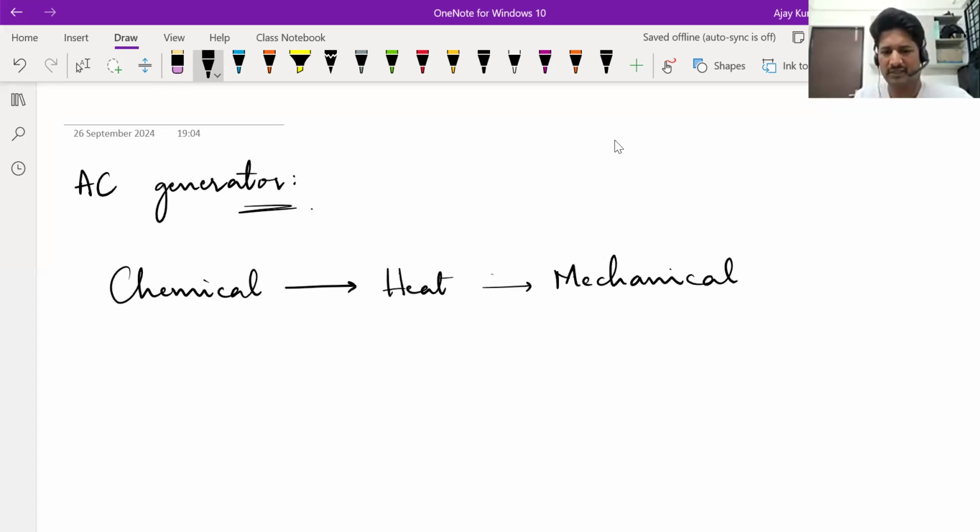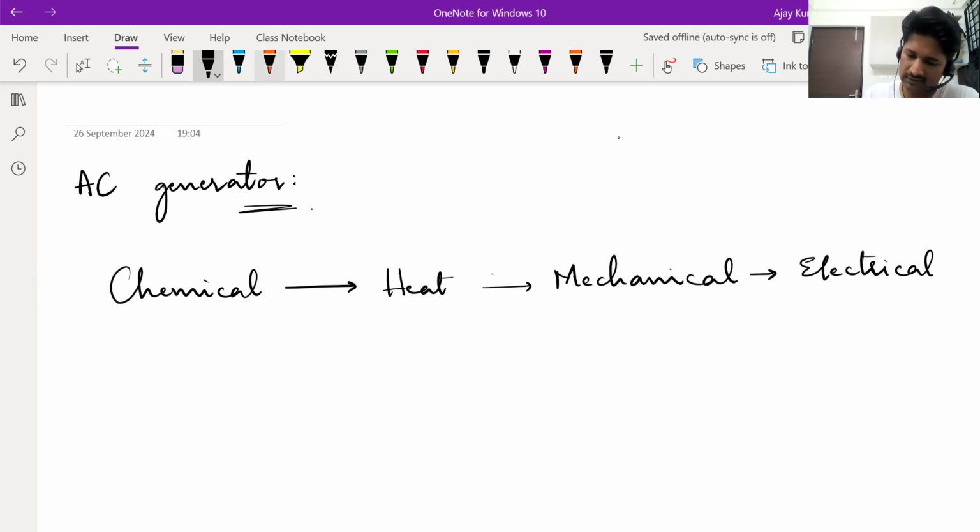A vehicle engine is the same, no? It consumes fuel, converts chemical energy to heat energy. Inside the engine, heat is generated, and heat is converted to mechanical energy. That is what a vehicle engine does. Mechanical energy means it moves the vehicle forward. A generator takes it a step further. The mechanical energy generated is further converted to electrical energy in a generator. That is what it does.